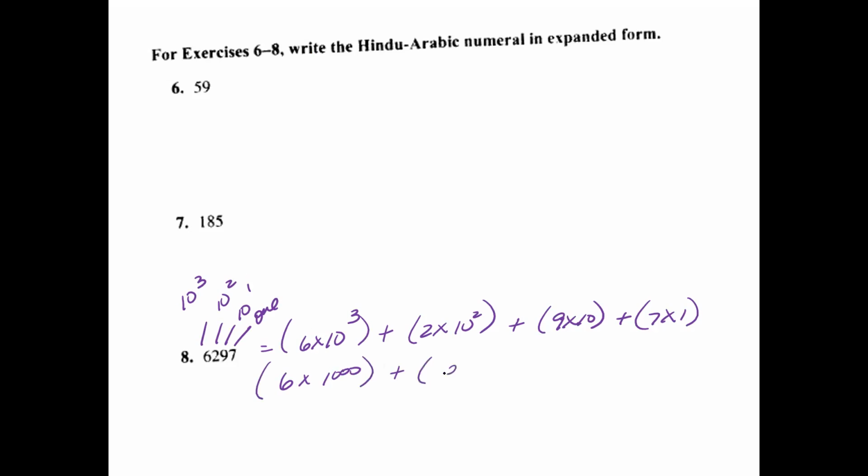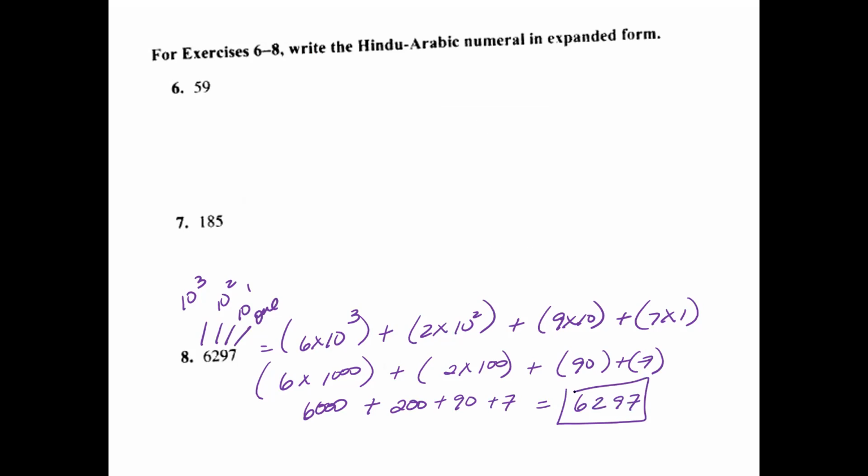6 times 1,000, 2 times 100, 97. So 6,297. So altogether, 6,297. Now go ahead and give 6 and 7 a try.